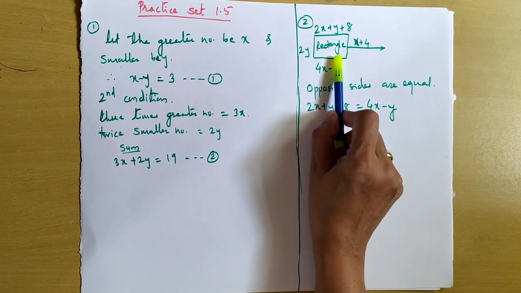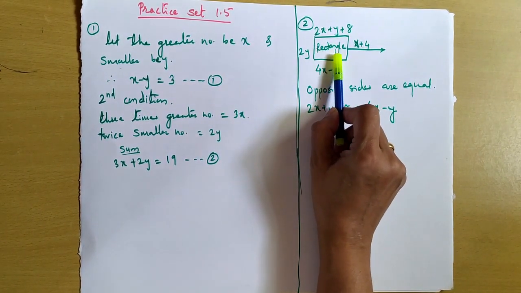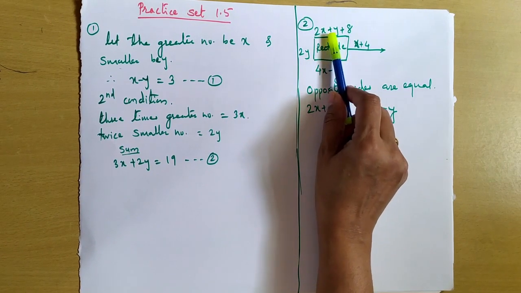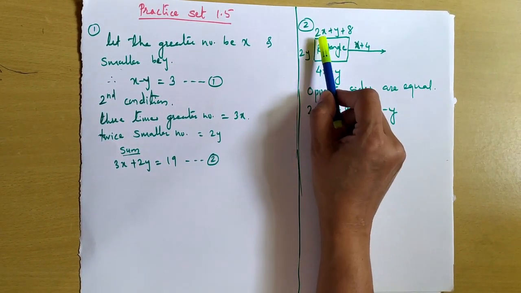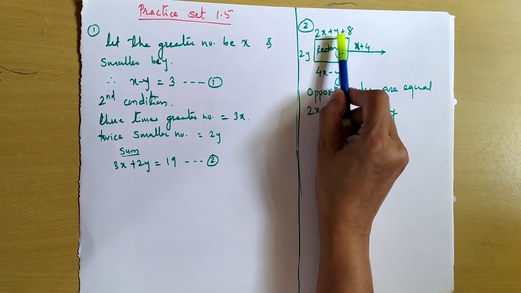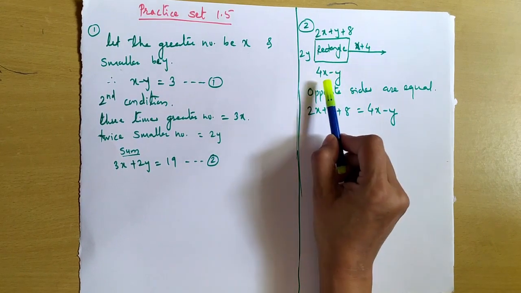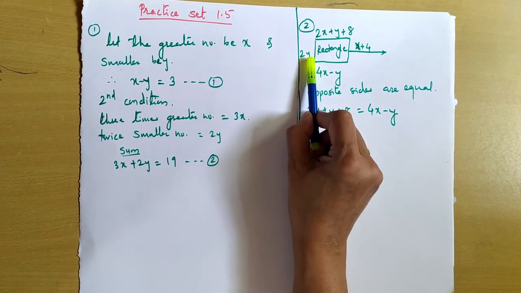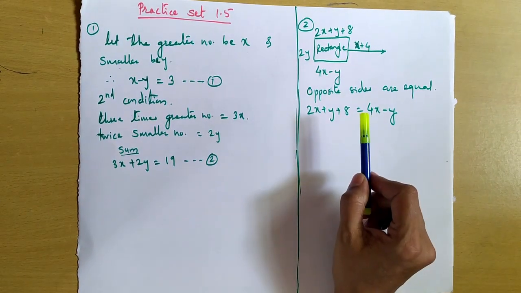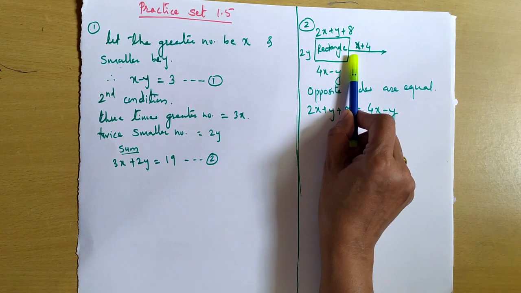They have given a box and in the box they have written I am a rectangle, and here they have given the values of the sides of the rectangle. First side is 2x plus y, second, x plus 4, third, 4x minus y, and fourth, 2y. Now we know the property of rectangle that opposite sides are equal. So let us use this property.